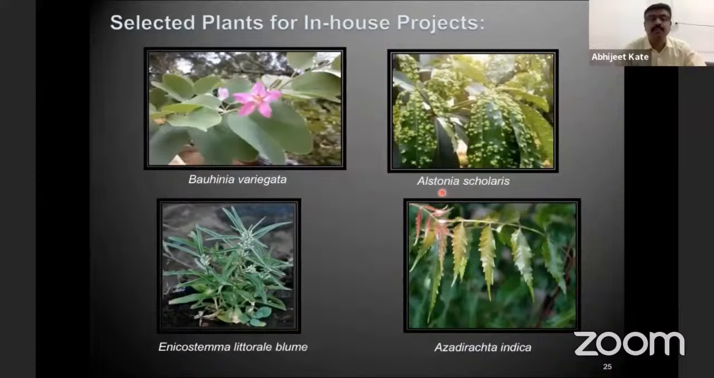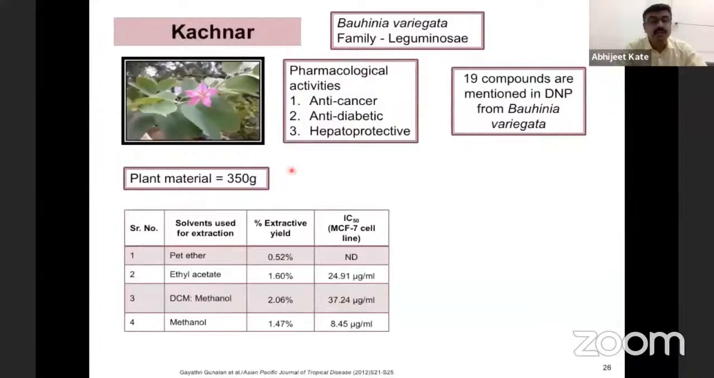So for these 4 plants we have conducted case studies and identified the already known compounds present in them. In one of the plants we observed, which is a Kachnar plant widely available here in the Ahmedabad region, that we have collected, the Bauhinia genus, Bauhinia variegata and Bauhinia purpurea are the most common plant species.